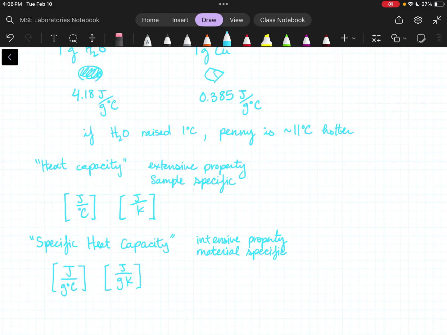So this is normalized typically, like I said, by sample mass. You can normalize it by something else, but it needs to be something that can be applied to a lot of different materials kind of across the board.